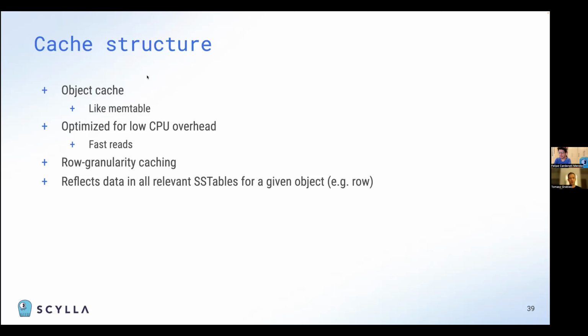And this data structure is optimized for speed of reads. It has low CPU overhead. The caching has row granularity, so you don't cache a bunch of rows. If you want to read a single row, you can keep only a single row in cache. And there's a single version, a single copy of an object like a row, even if it's present in multiple SSTables. So the log-structured merge tree amplification is hidden by this data structure.